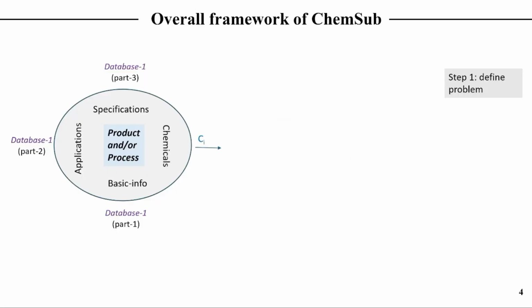This slide shows the overall framework of ChemSub. Step 1. The workflow begins with defining the substitution or analysis problem in terms of product or process requirements. At this stage, information related to applications, specifications, and target chemicals is collected from the various in-house databases.